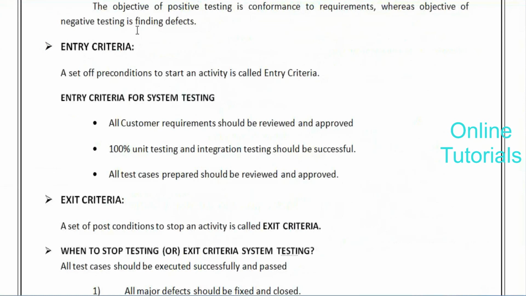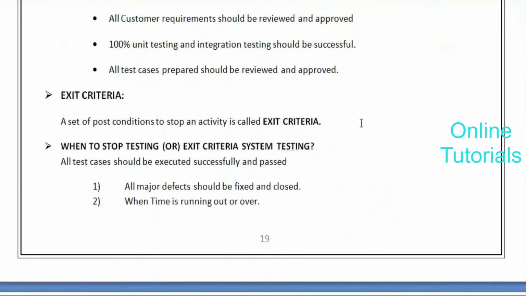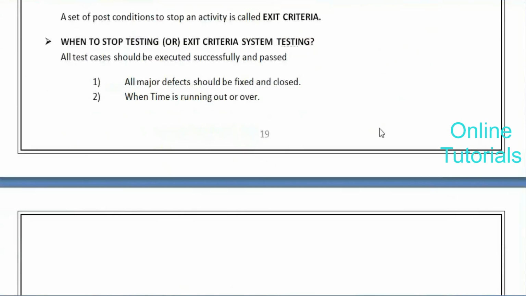Because I told you that testing is context dependent, time dependent, situation dependent. If the time is not there to test the total application, we will concentrate on the major components, the very high functionalities. And one more thing is that all the major defects which we found should be resolved. Then we stop the testing. These are the conditions for when we stop the testing. Got it, right?